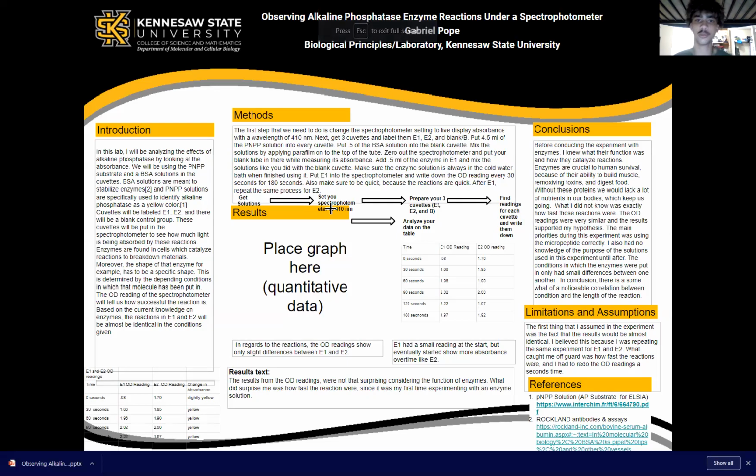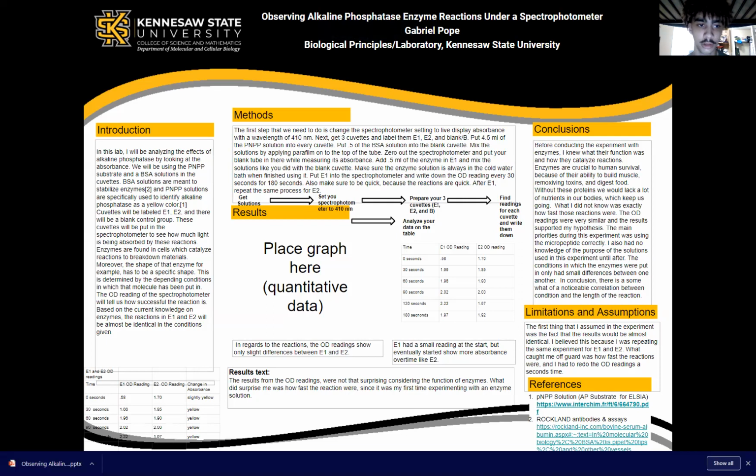Hello, my name is Gabriel Pope, and I will be observing alkaline phosphatase enzyme reactions under a spectrophotometer. In this lab, I will be analyzing the effects of alkaline phosphatase by looking at its absorbance. We will be using PMPP and BSA solutions in the cuvettes.